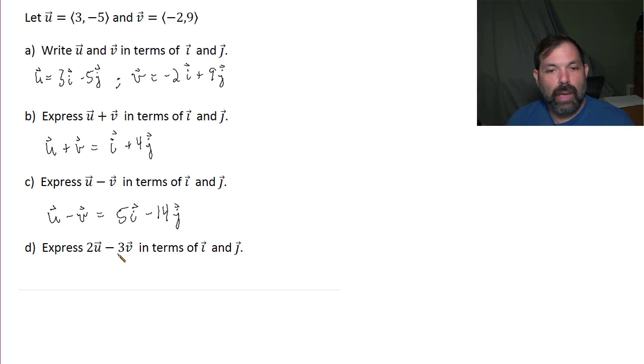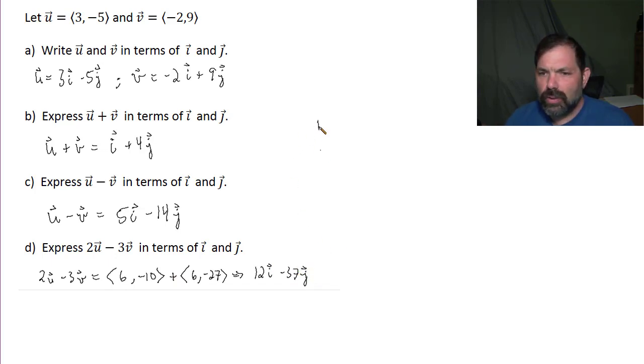Express 2u minus 3v in terms of i and j. All right, so this one's a little bit tougher, a little bit more work. So 2u vector would be 6, comma, negative 10. And then minus 3v, that's plus negative 3v, negative 6, 27. Hmm, so then in terms of i's and j's, 6 plus 6, that's 12 i's, and negative 37 j's.